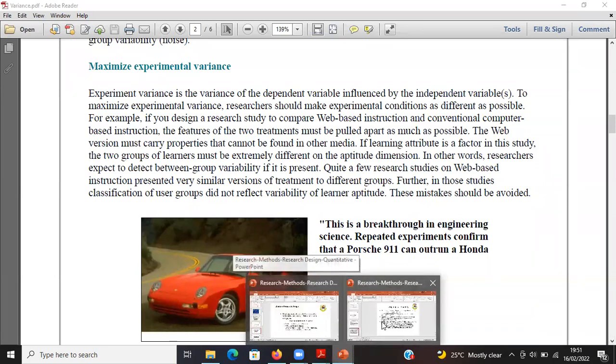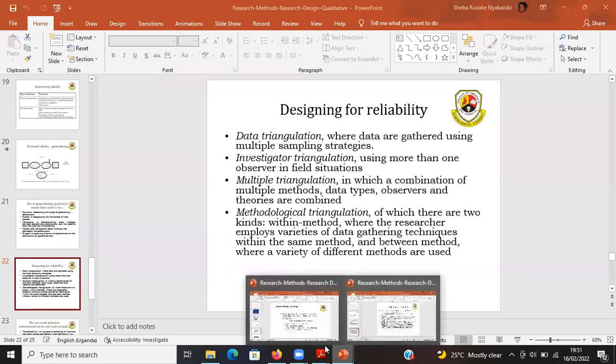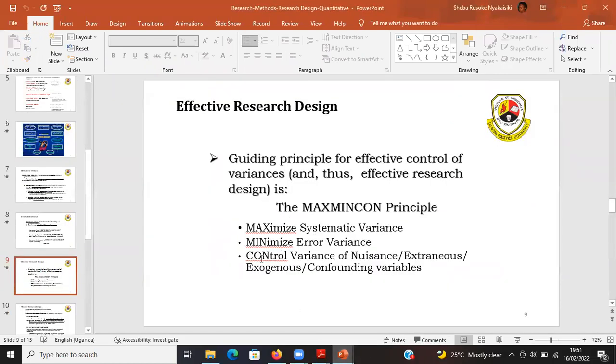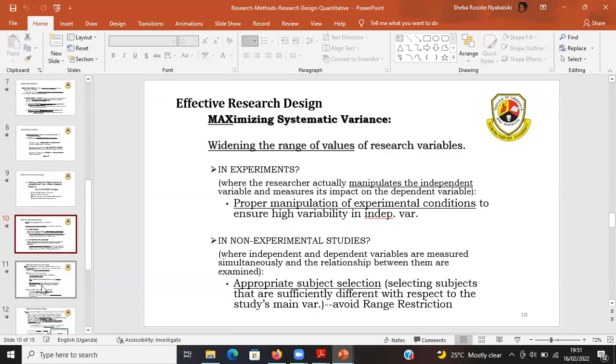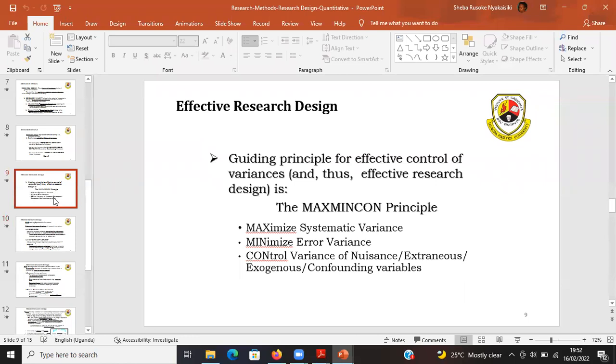Then there is what we call, I'll still continue. I'll also upload this article because it's quite good at explaining some of these things. Let me move to the second one: the control variance. There's minimizing error and control variance. Let me see if I can just pull it out.